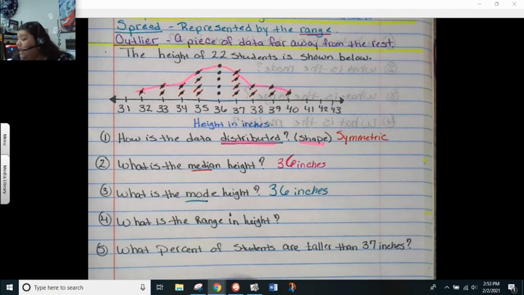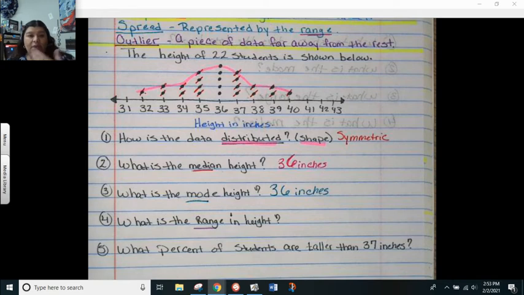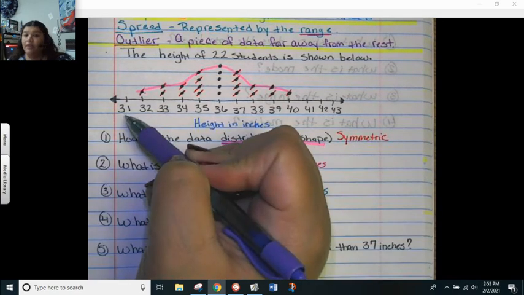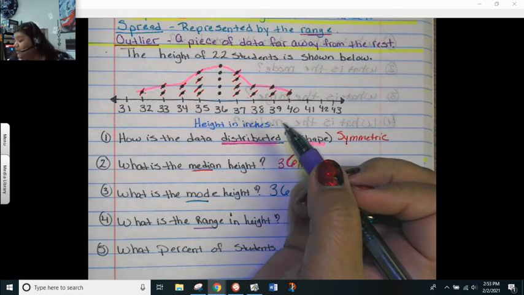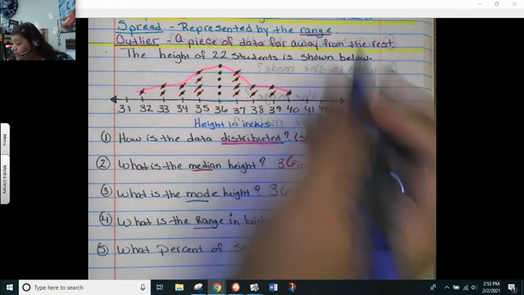What is the range in height? So in this one, we're doing range. If you remember range, it was the biggest number in the data minus the smallest number in the data. Now here's where students get range wrong. Most students want to subtract 43 and 31. That's not part of my data. My data are the dots. So my highest number with a dot above it is 40.